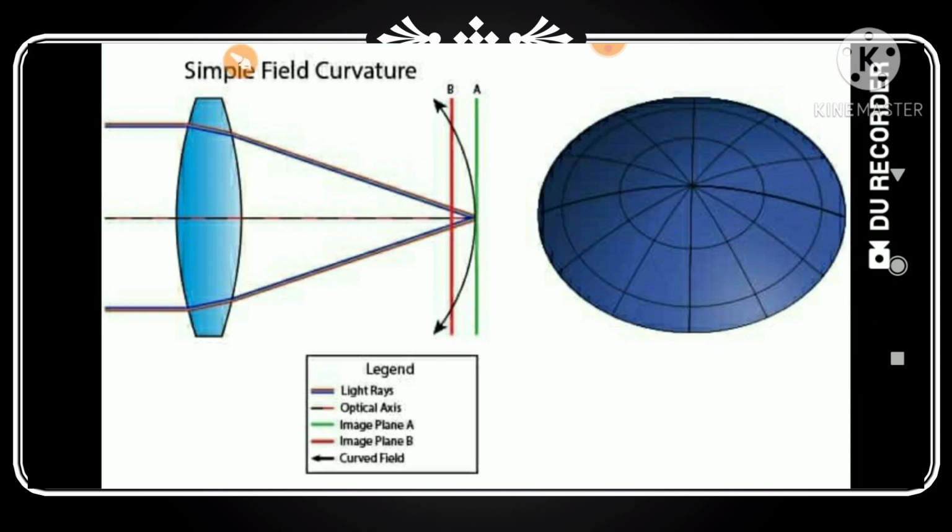These are all the optical defects in lenses. In this video, we learned about optical aberrations, the two main important aberrations, spherical aberration and chromatic aberration. In the next video, we will study more.